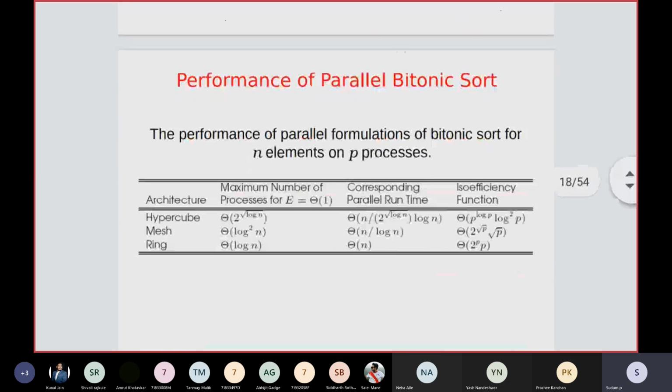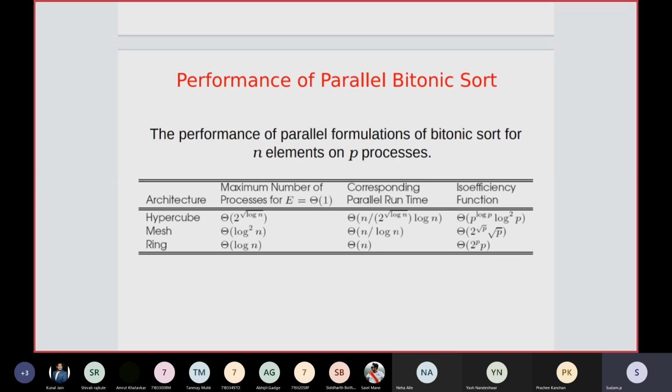Then this is the last slide regarding the parallel Bitonic sort algorithm. That is the performance of parallel formulation of Bitonic sort for n elements on p processes. Here you are mapping it with different architectures, that is the hypercube, mesh, and ring. We have discussed the mesh, so it will be different for the hypercube and ring.